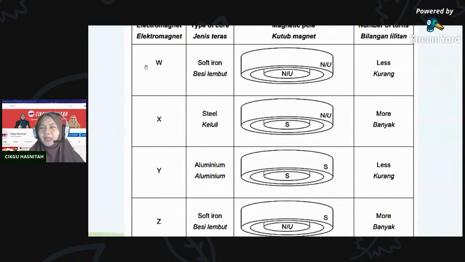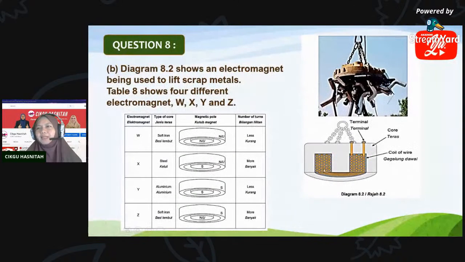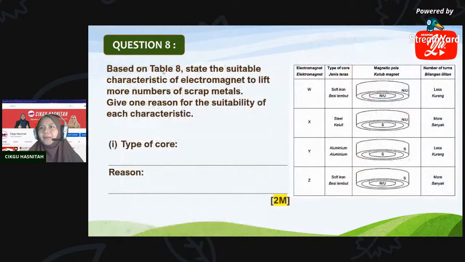So W and Y have the same polarity. X and Z have opposite polarity. And this is the number of turns given for each. W and Y have fewer turns. X and Z have more turns. So what is the question? Based on table 8, state the suitable characteristic of an electromagnet to lift more scrap metal. Our aim is to lift more scrap metals, and give one reason.